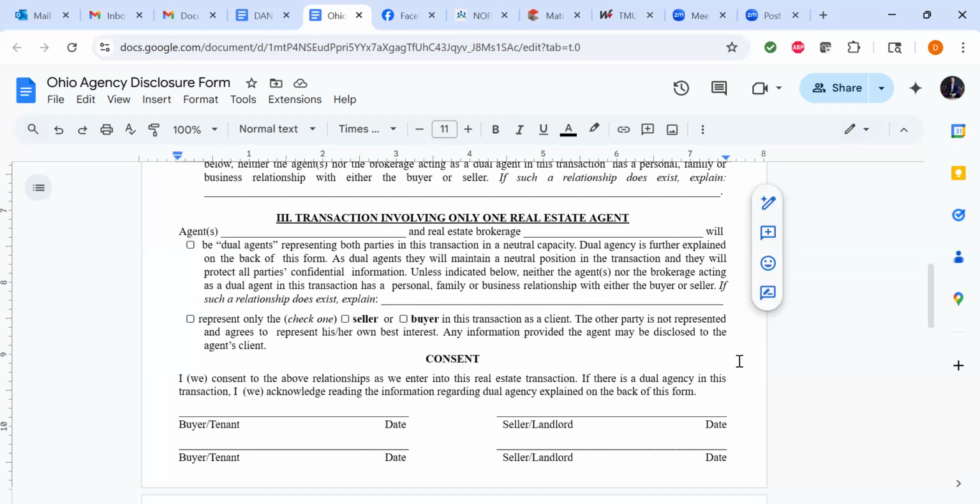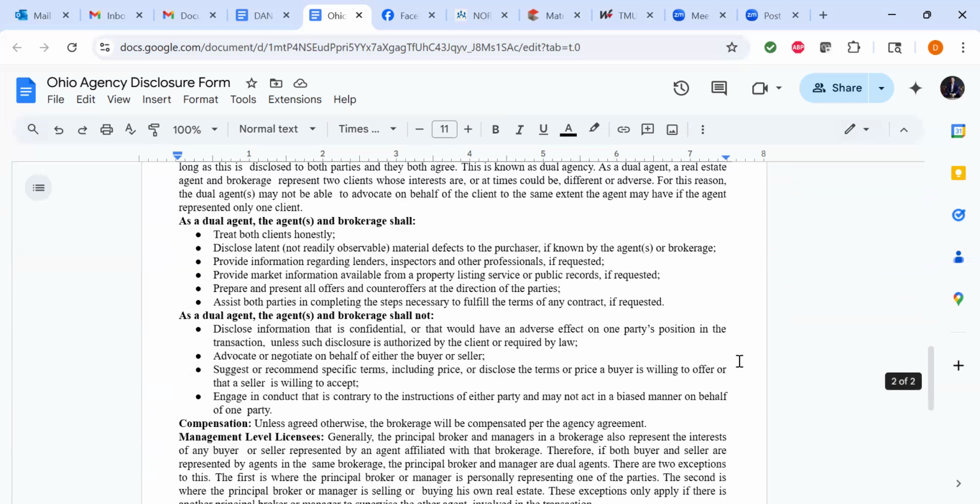Second, if you're the only one in a transaction and you're only representing one party, then you check that second box: represent either the seller if the buyer is an unrepresented buyer, or if, say, you're writing an offer on a for sale by owner, you would check that you represent the buyer in this transaction. This also says that the other party is not represented and agrees to represent his or her own best interest. So with that, you fill that all out, have both parties sign, and you are good to go.